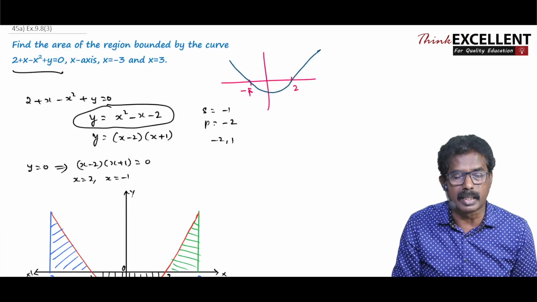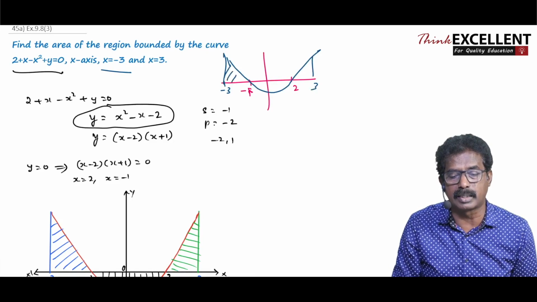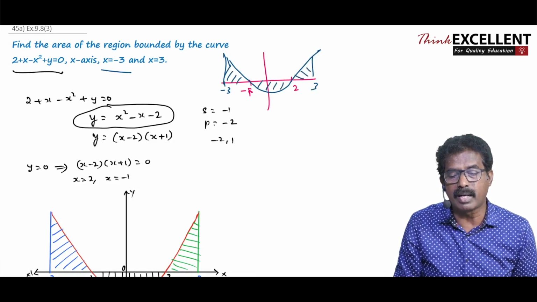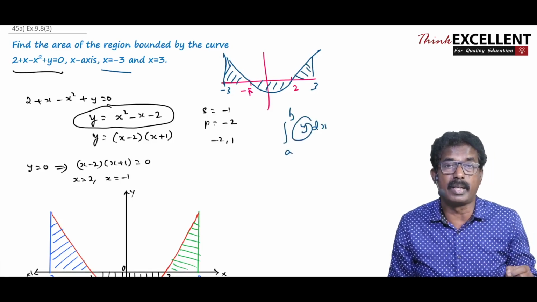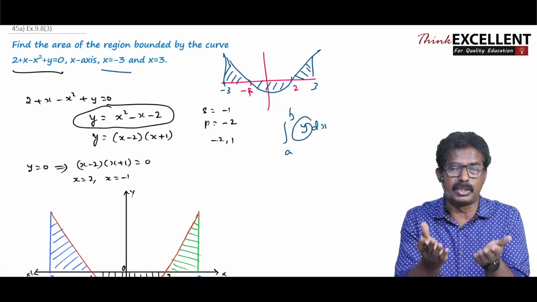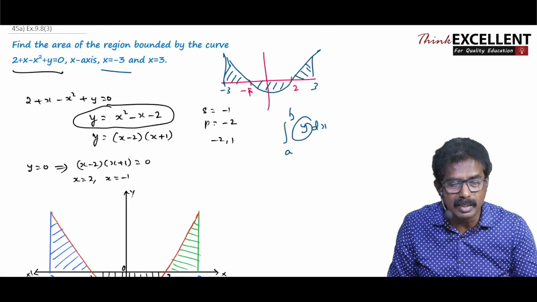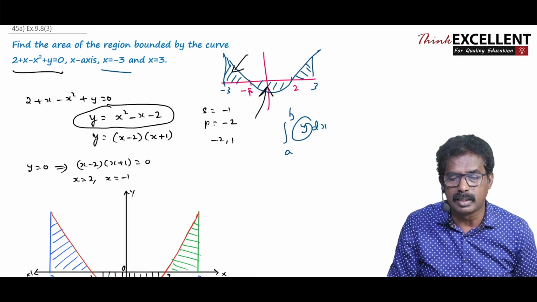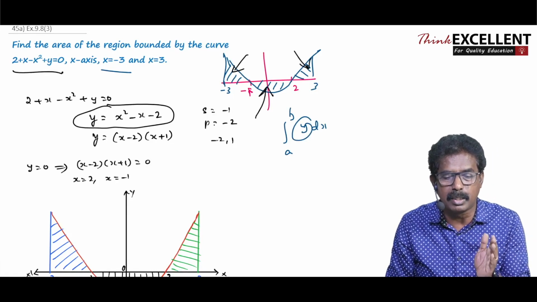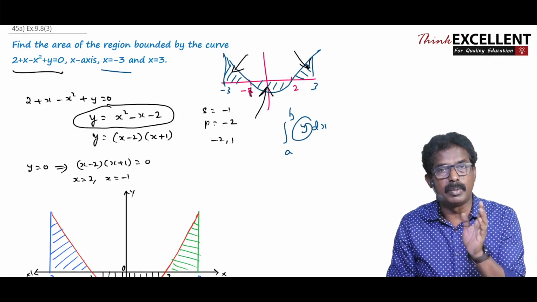But here what have they given? x equal to -3 is here, and x equal to 3 is here. So this portion they are asking. The area formula, you know, is integral a to b y dx. But whether to give y or minus y depends on the position where it is. If it is above the x-axis, y dx; below the x-axis, minus y dx. So here you write y dx, here you write minus y dx, and for this, y dx, right? First limit minus 3 to minus 1. Second limit minus 1 to 2. And the third limit 2 to 3.